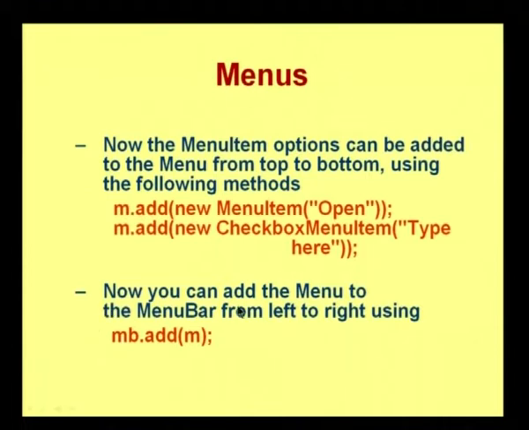So now you can add the menu to the menu bar from left to right using your menu bar dot add. Whenever I add items, I may have n number of menus in one menu bar. So I have one menu bar, and in that one menu bar I am adding many menus. Inside your menus you have menu items. Whenever I add a menu item, it will be added from top to bottom. Whenever I add menus in your menu bar, it is from left to right.